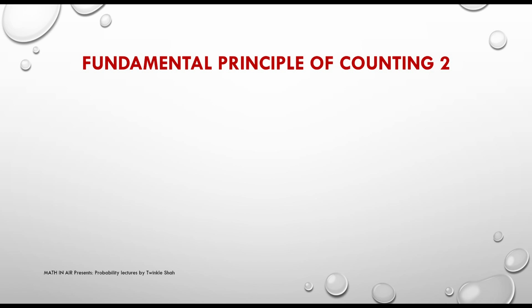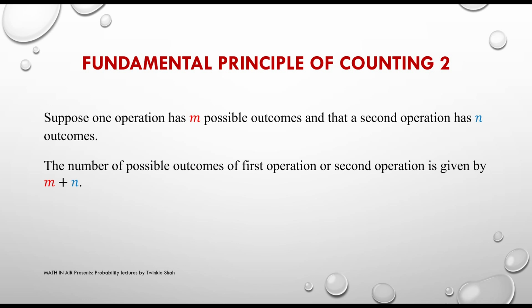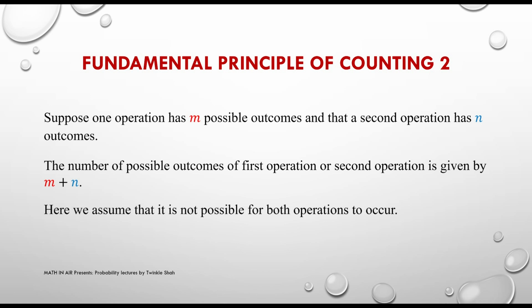Now let's understand the second fundamental principle of counting. Suppose one operation has m possible outcomes and that a second operation has n outcomes. The number of possible outcomes of the first operation or the second operation is given by m plus n. Here we assume that it is not possible for both operations to occur.